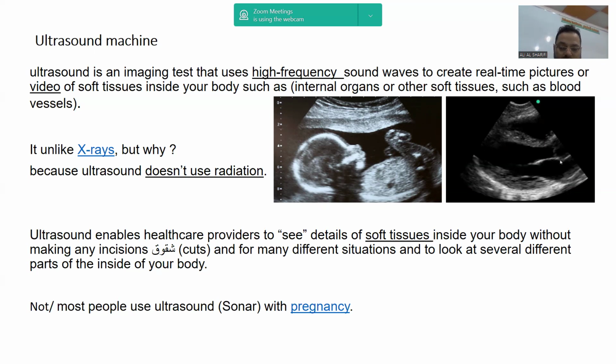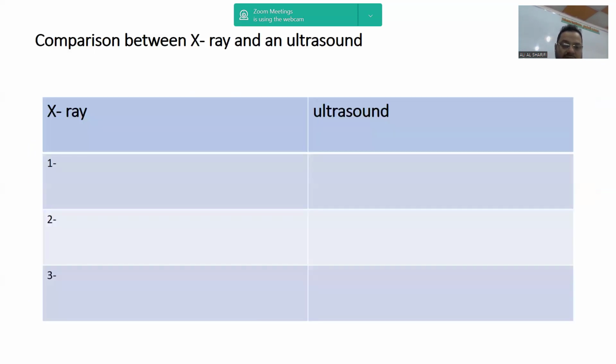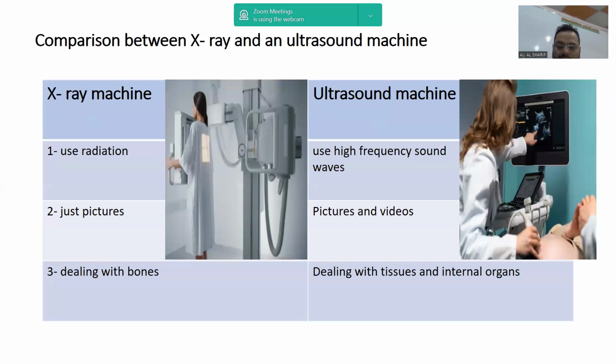It's very commonly used. Here, it's like a homework, sorry, but I solved it for you because it's important in the exam. The X-ray machine uses radiation, while ultrasound, like I said before, uses high frequency sound waves. X-ray gives just pictures, but here the situation is different because ultrasound can deal with pictures and videos. X-ray deals just with bones, while here we are dealing with soft tissue and internal organs.